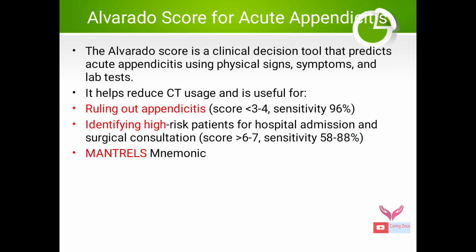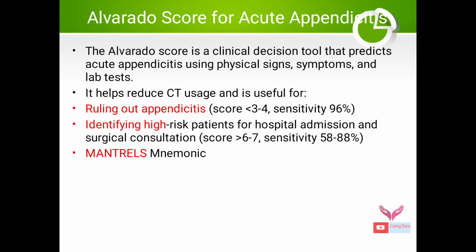Friends, this Alvarado score is a clinical assessment tool which helps in predicting acute appendicitis. Here we use physical signs, symptoms and certain lab tests in diagnosing acute appendicitis. Because of this clinical assessment tool, we can avoid unnecessary investigation and CT scan.